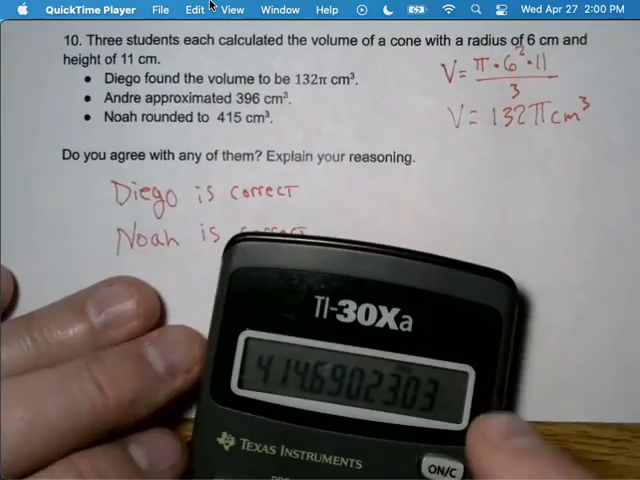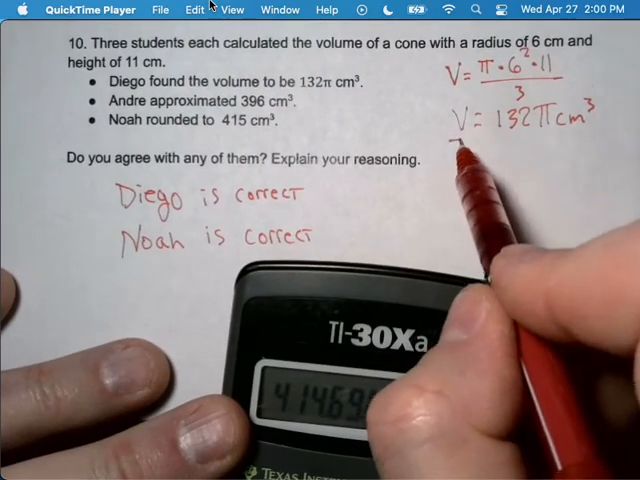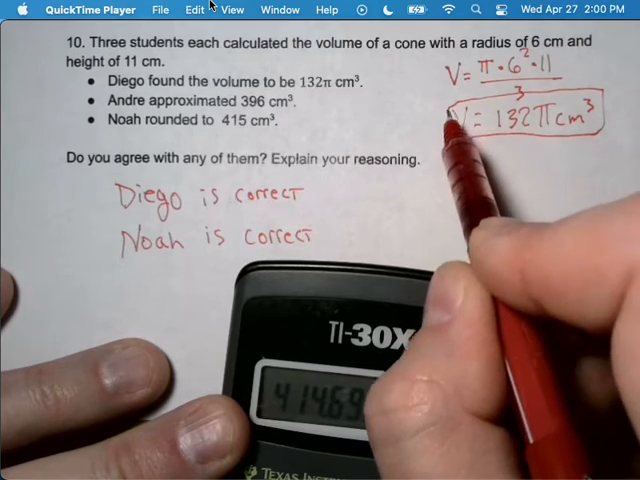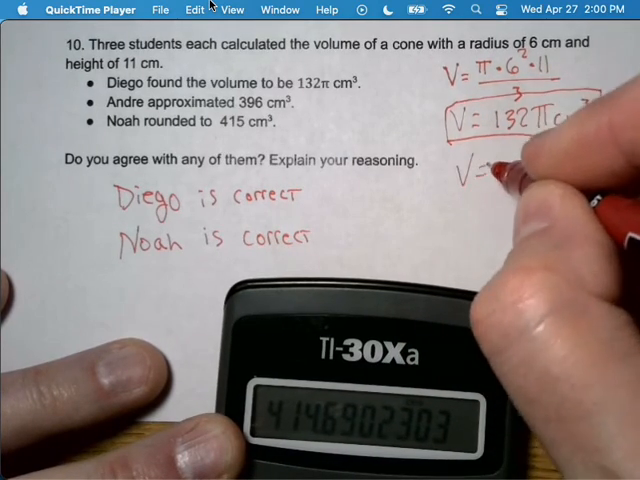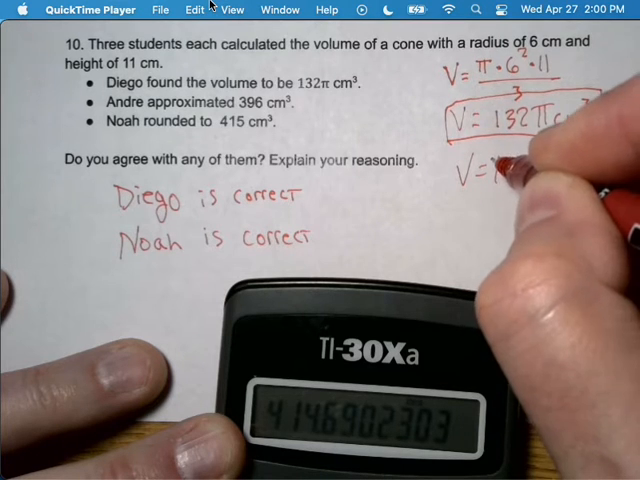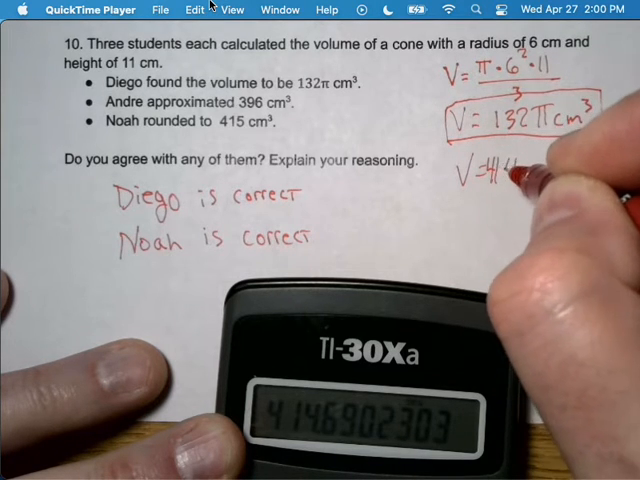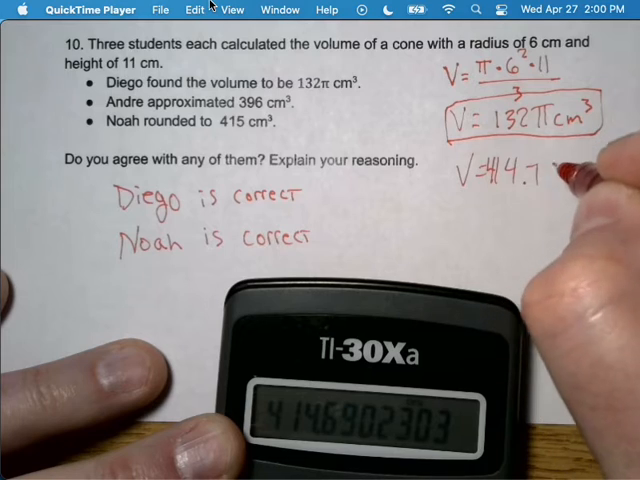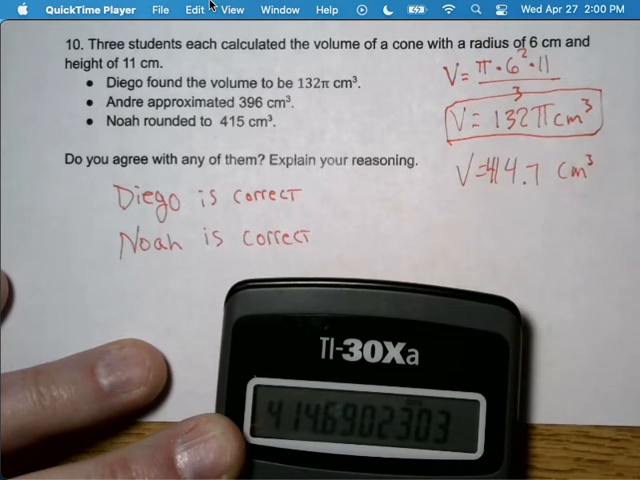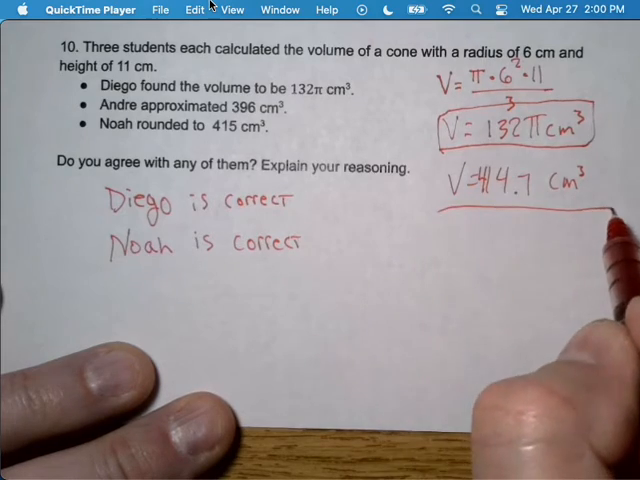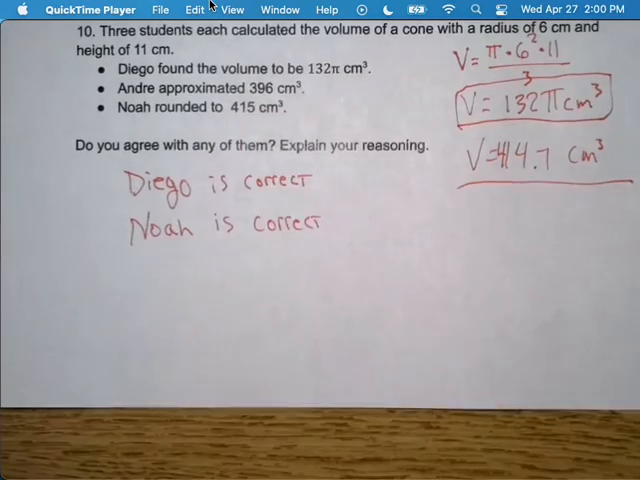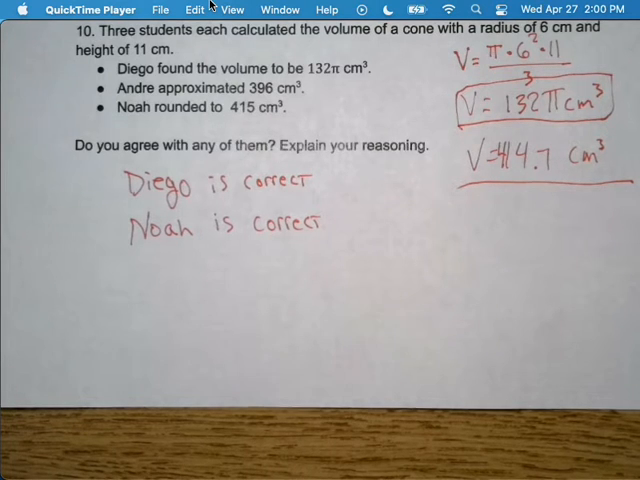I would accept this as showing work that Diego is correct, and then if you showed volume equals 414.7 centimeters cubed, I would accept that as showing that Noah is correct, because it's obvious that he rounded up, instead of rounding to the tenth, he rounded up to the nearest whole number, which is fine. Okay? All right.